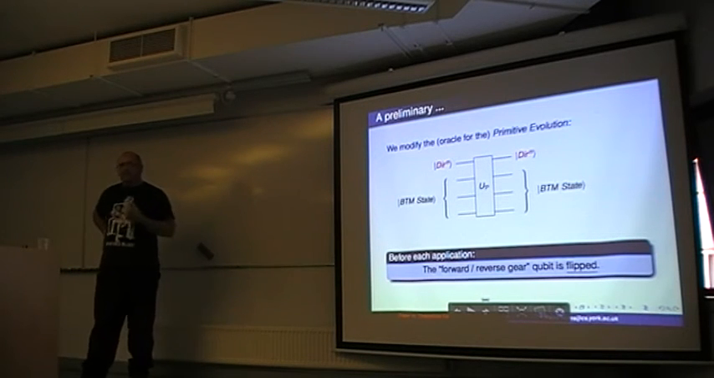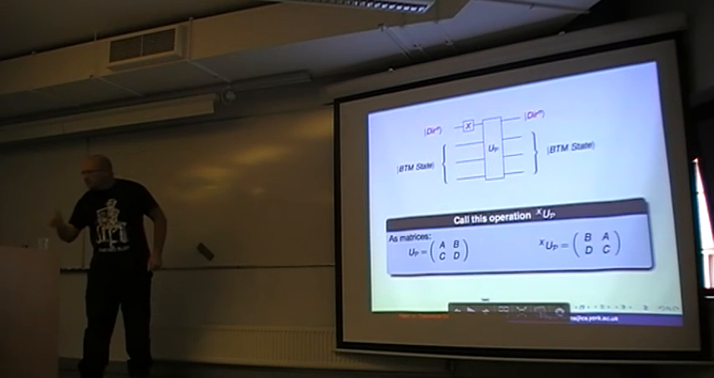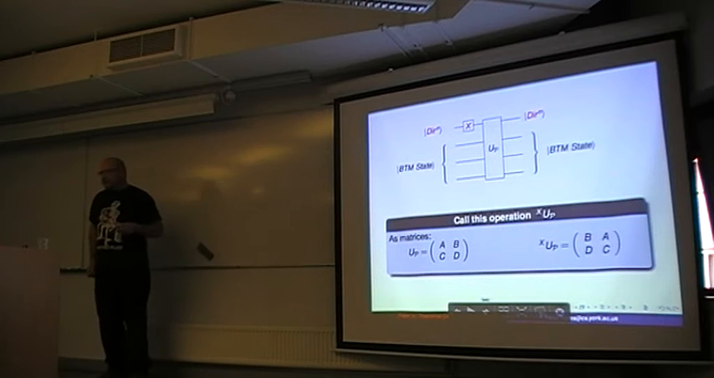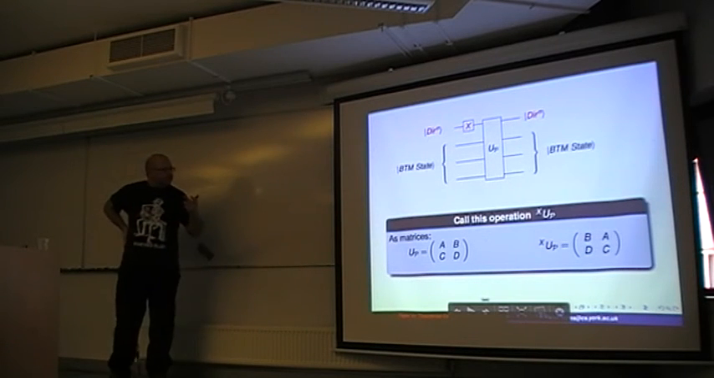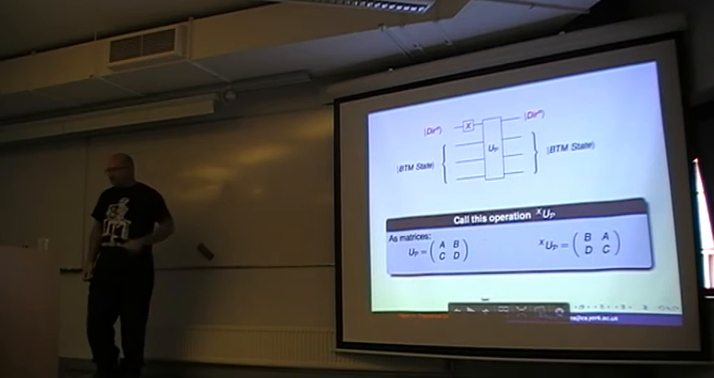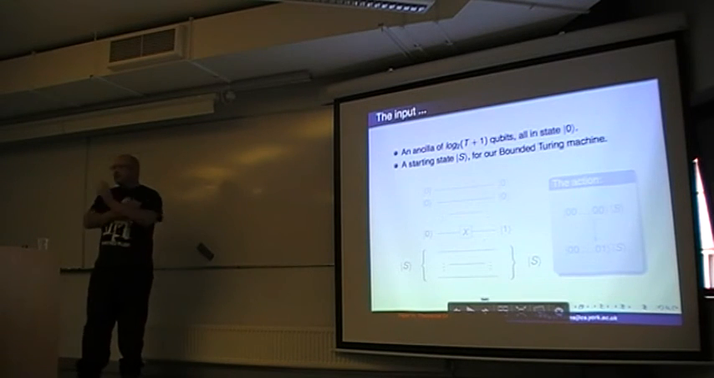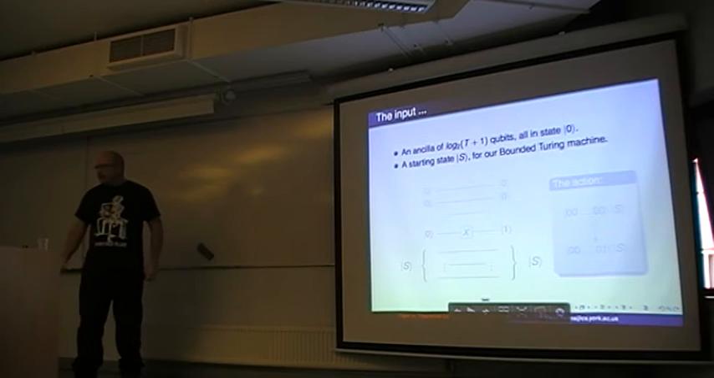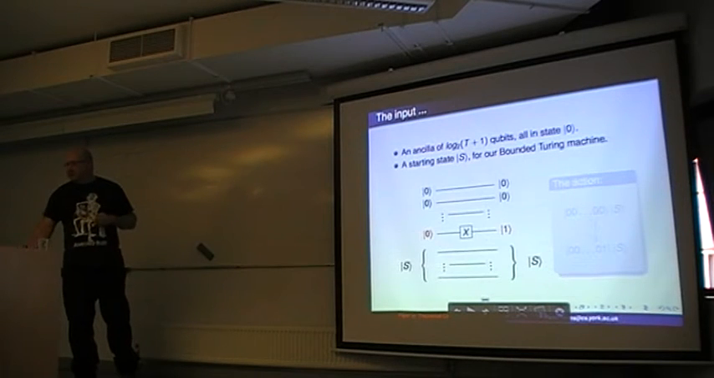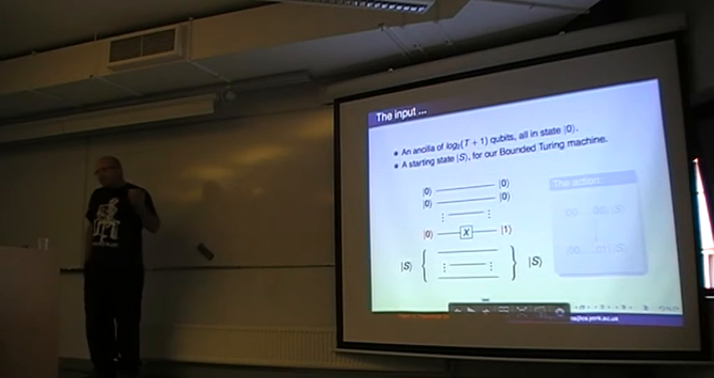If people are familiar with game semantics, they'll understand, of course, where this idea comes from. So, here it is. Now, when we draw a matrix for this, all we're doing is flipping our matrix like this. Okay, now, as an input, we need an ancilla. This is log 2 of the worst case running time. And, of course, we need a starting state to our bounded Turing machine. So, this is how it looks.